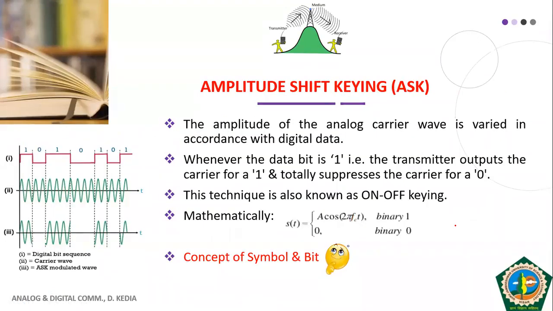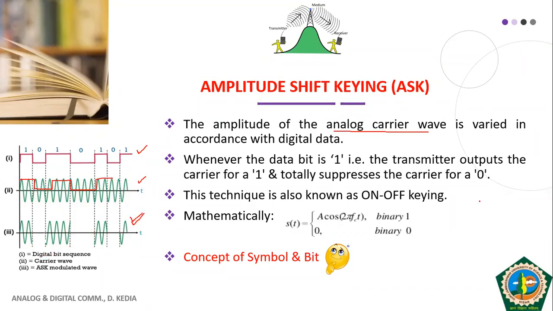So we will now talk about ASK and FSK in detail. First, let us talk about amplitude shift keying. As I told you here, the amplitude of my analog carrier wave, my carrier is analog in nature and my information signal is digital in nature. So the amplitude of the carrier is varied in accordance with my information signal. Okay, so this is what I get. So this is my ASK signal.